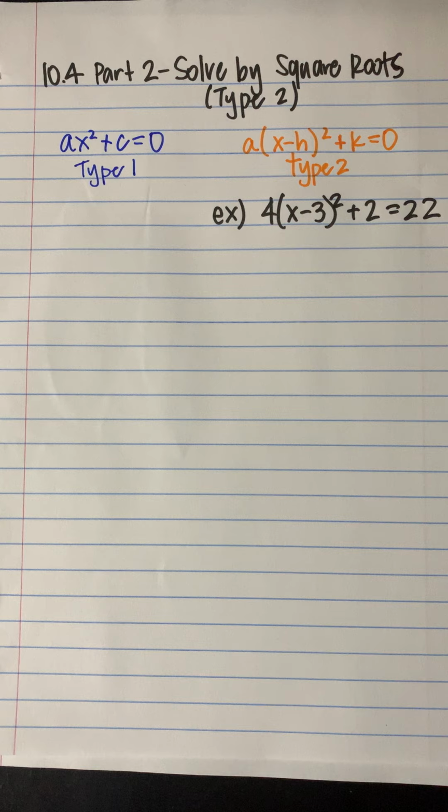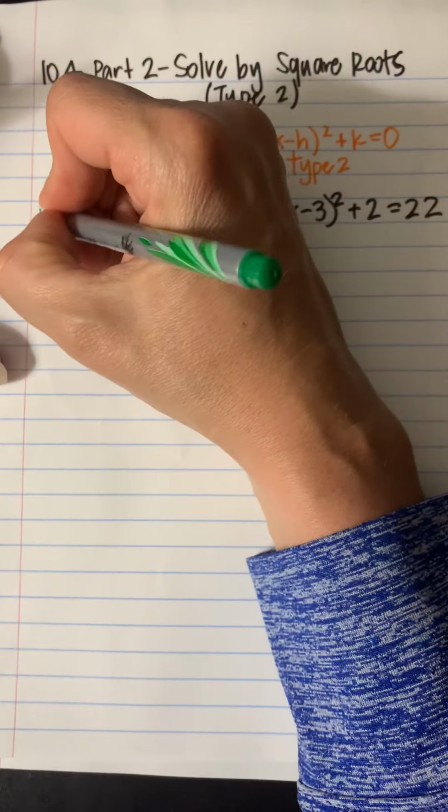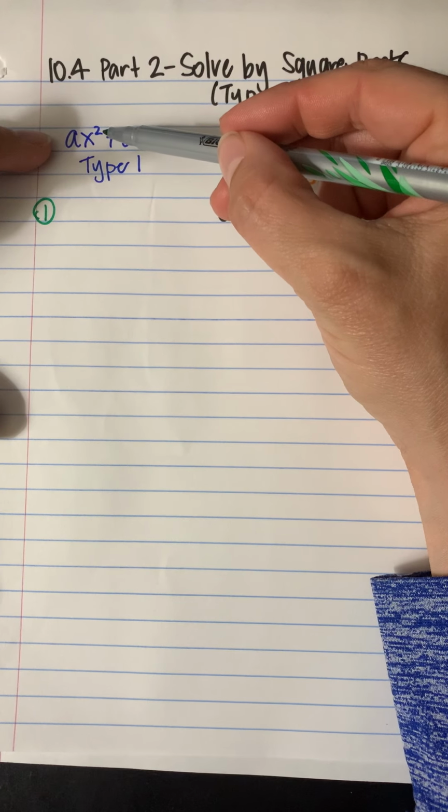So we're going to talk about how to go about doing this. Step 1. We still want to, like on this one, we isolated the x squared.